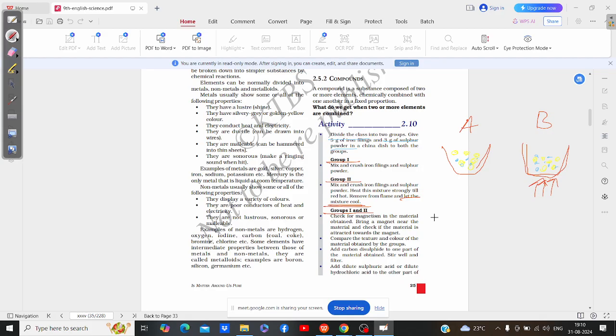Okay, now, in both the groups, what we are going to verify is the magnetism. How much magnetism is in the material? How can we verify that? We are going to bring a magnet near this mixture, so we will verify.